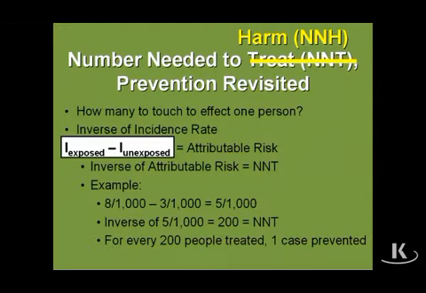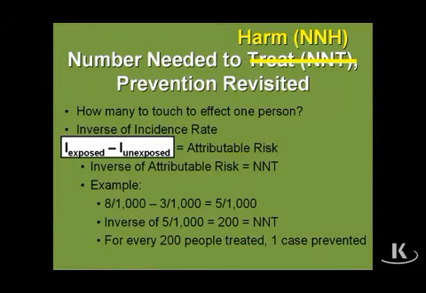In this case, the 8 out of 1,000 is the exposed. The 3 out of 1,000 is the unexposed, which gives us the attributable risk of 5 out of 1,000. We then take an inverse, same thing as before. If this sounds like I'm saying the same thing, that's the point. And then I get 200, which is the number needed to harm in this context.